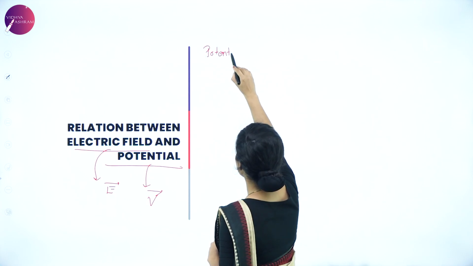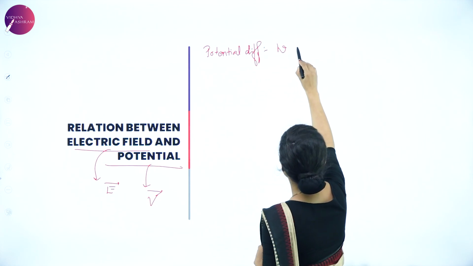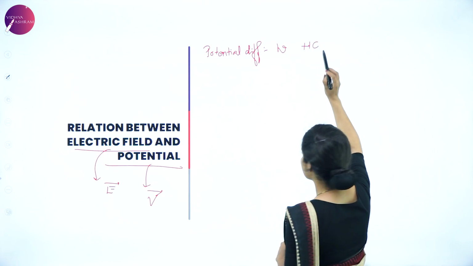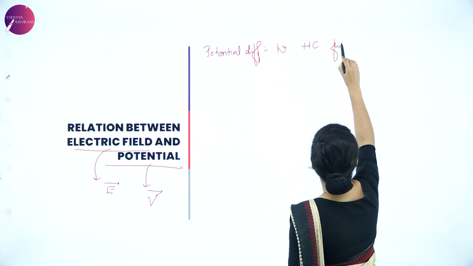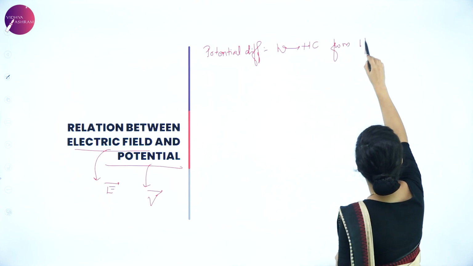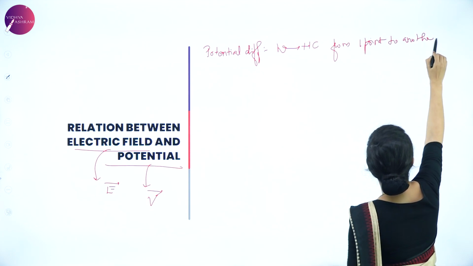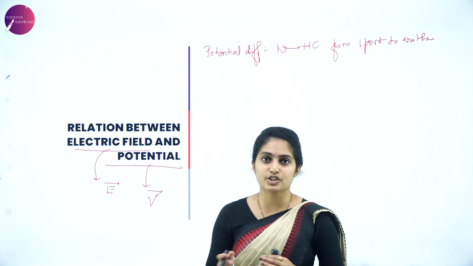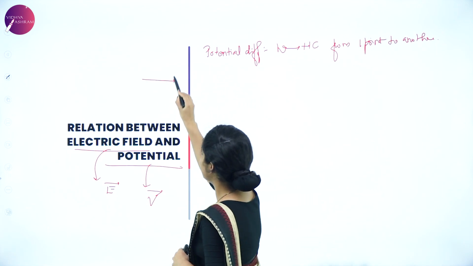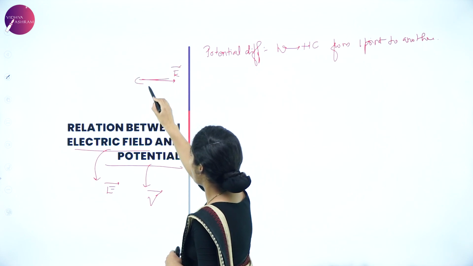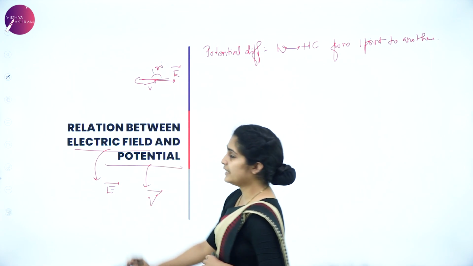Potential difference means it is the work done in bringing a unit positive charge, charge being represented in coulomb, from one point to another point. So this will act against the direction of the electric field. If the electric field is in this manner, the direction of the potential will be opposite to it. So obviously it will have the angle of 180 degrees.